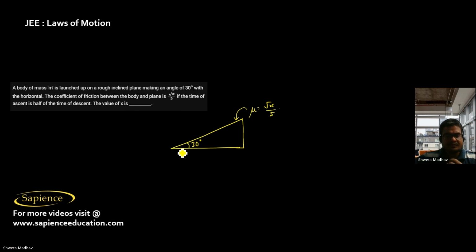A body of mass m is launched up a rough inclined plane which is making an angle 30° with the horizontal. The coefficient of friction between the body and the plane is root x by 5. If the time of ascent is half the time of descent, then the value of x is.